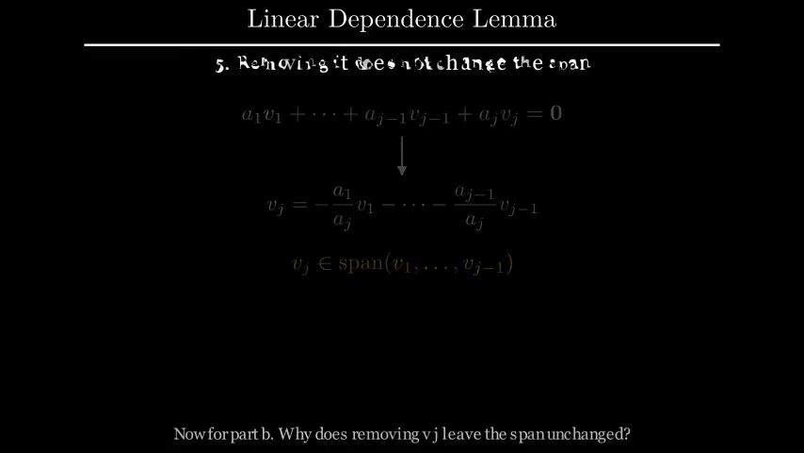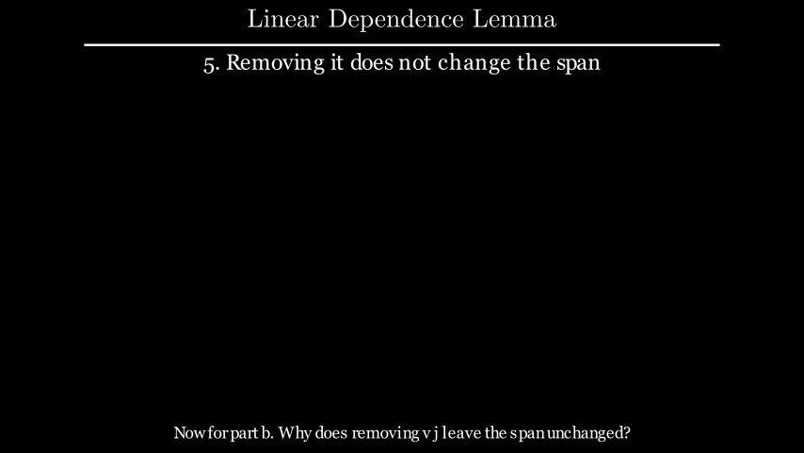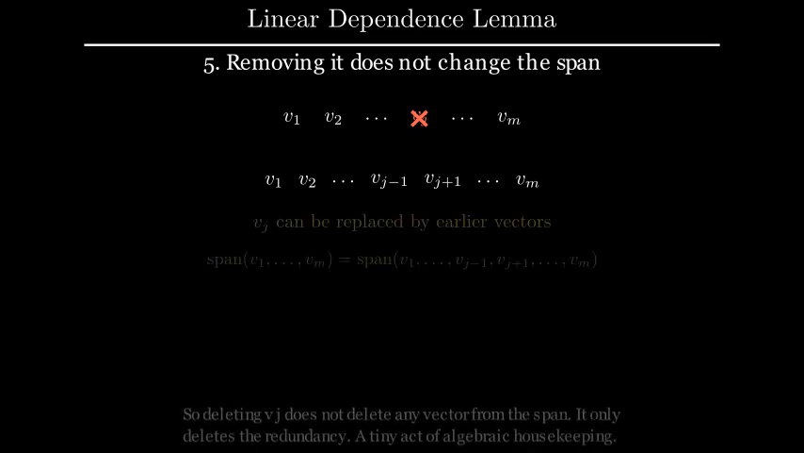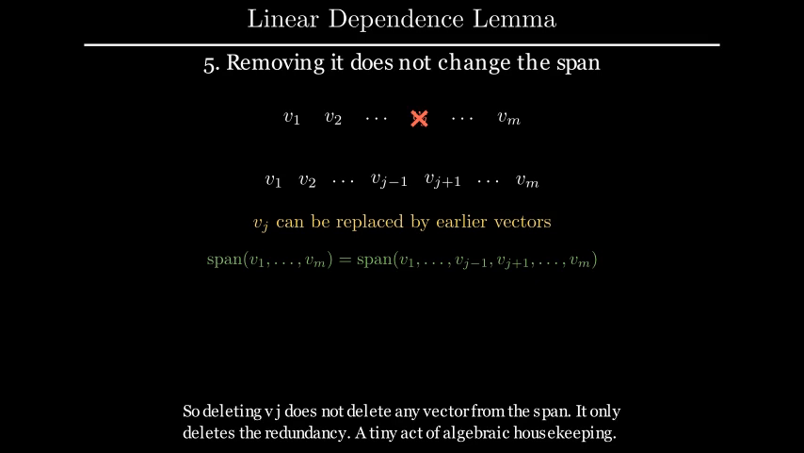Now for part B. Why does removing vj leave the span unchanged? Any linear combination that used vj can replace vj with the formula we just found. So deleting vj does not delete any vector from the span. It only deletes the redundancy. A tiny act of algebraic housekeeping.